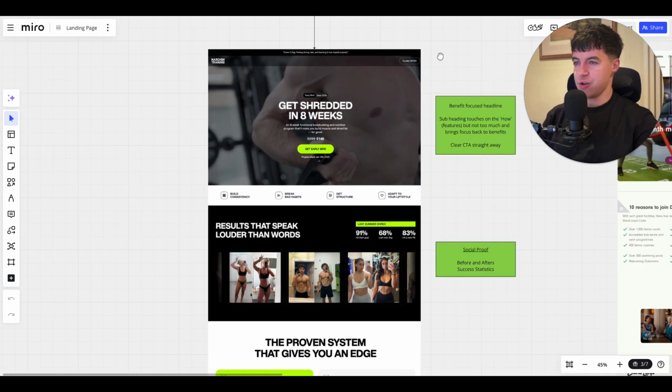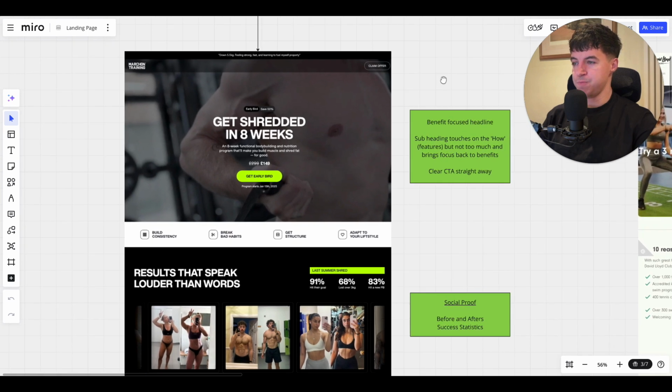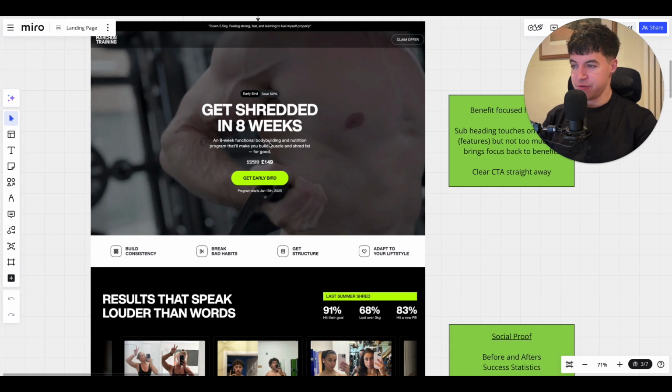So I click through to the call to action, and this is the landing page that we arrive at. So this is above the fold. Everything above this white box here is above the fold. So let's run through what is happening here and why this is good. A benefit-focused headline: get shredded in 8 weeks. The subheadline also touches on the how, so the features, but not too much, and brings focus back to the benefits. So, 8-week functional bodybuilding and nutrition program that will build muscle and shred fat for good.